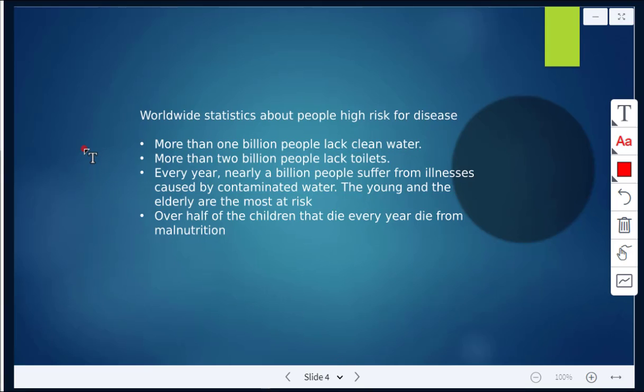Here are just some worldwide statistics about people at high risk for disease. More than 1 billion people lack clean water. More than 2 billion people lack toilets. Every year, nearly 1 billion people suffer from illnesses caused by contaminated water. It's the young and the elderly that are the most at risk. And over half of the children that die every year die from malnutrition.